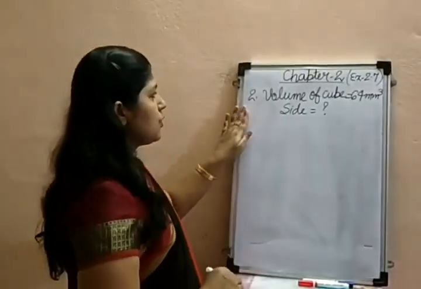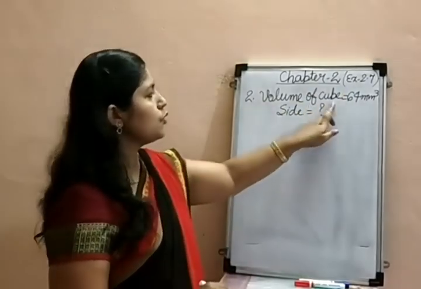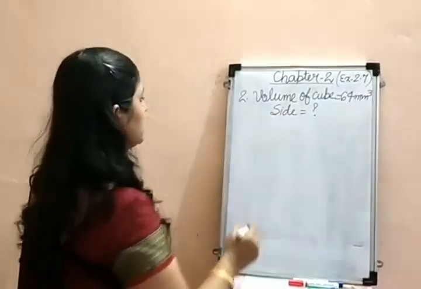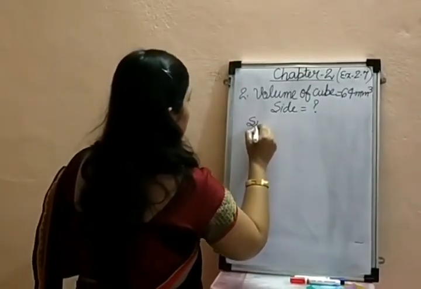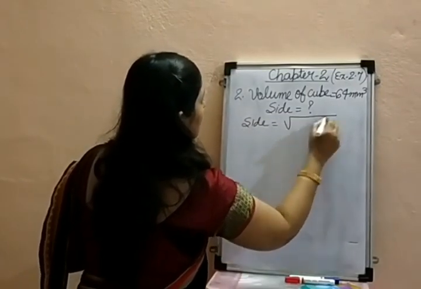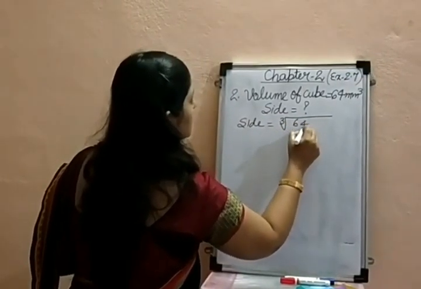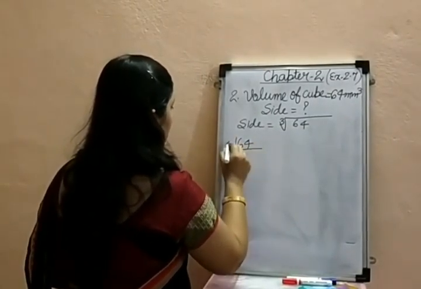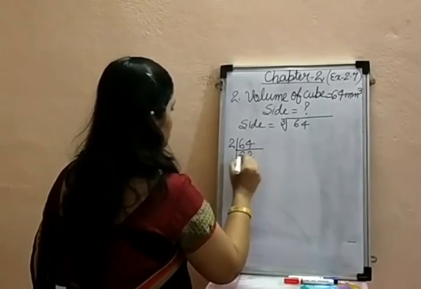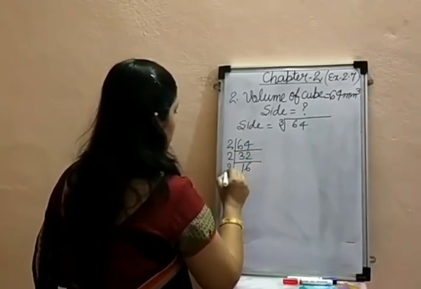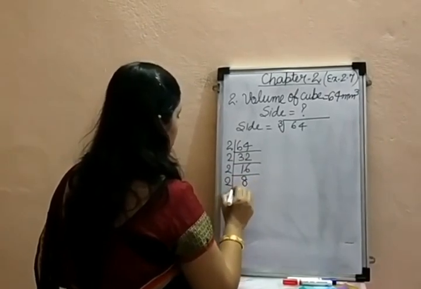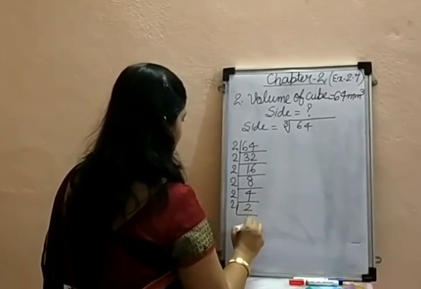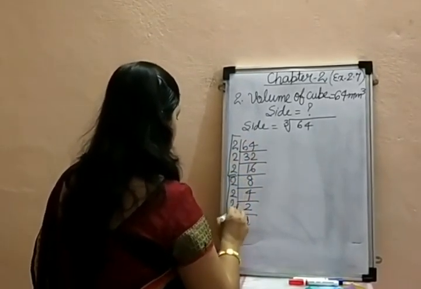This is the second question of 2.7. The volume of a cube is given as 64 millimeter cube and we need to find the side. So side equals cube root of 64. Prime factorization of 64: 2, 32, 16, 8, 4, 2. So 2 three times and 2 three times.